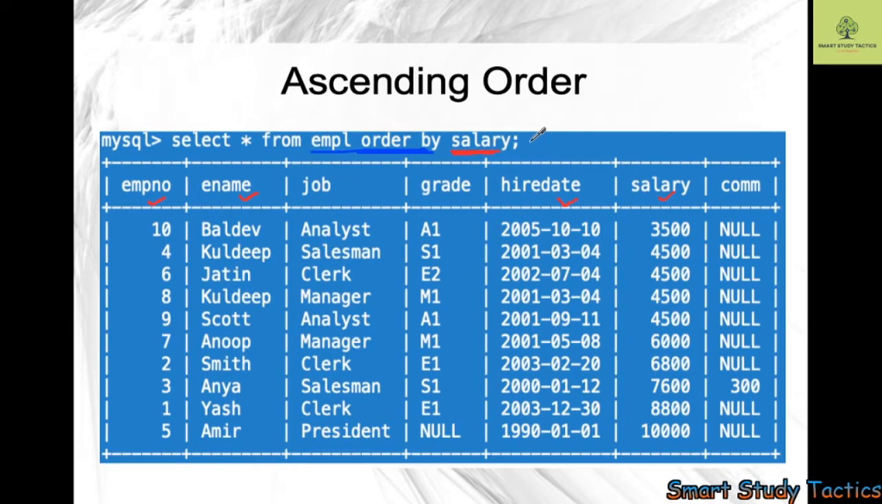Okay, one more thing. If you write it like this, you can see I didn't write ASC, ascending order, here. By default, it understands that you want the ascending order. So you can see the ascending order.